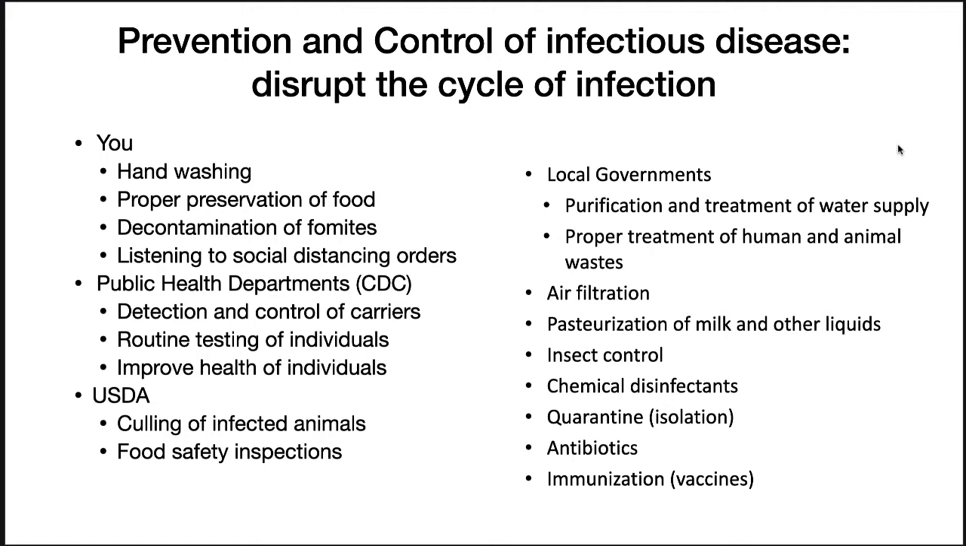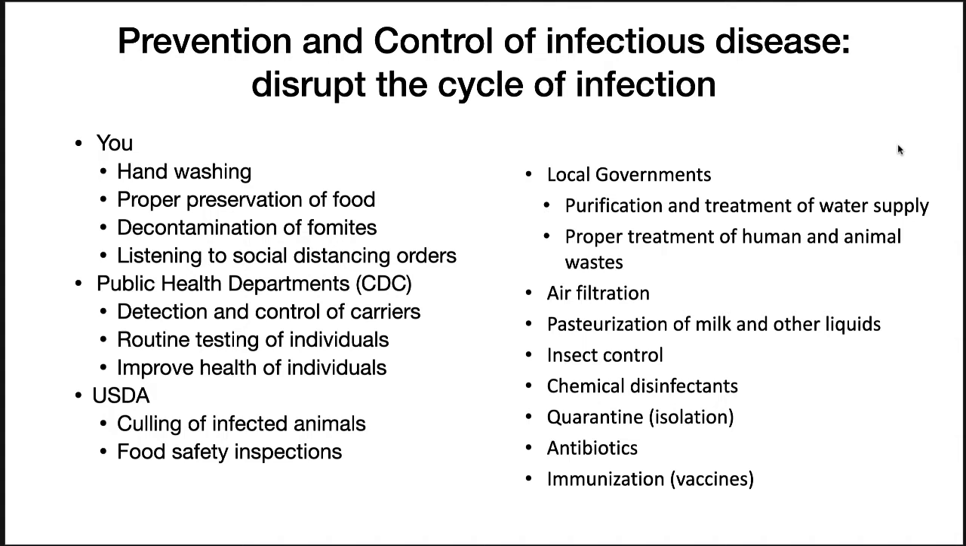Public health departments worldwide also play a role. They will detect and control carriers of a disease. They will do routine testing of individuals, and they will work on various ways to improve the health of individuals. The USDA is involved also in meat and egg processing, ensuring the culling of infected animals before they enter the food supply, and inspection of meat.